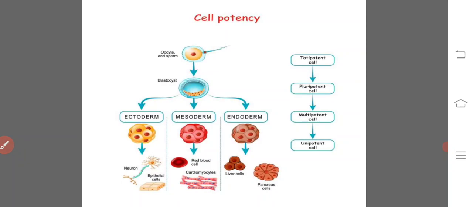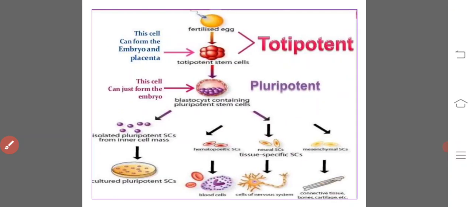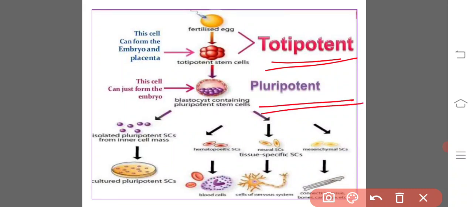See here, based upon the potency: totipotent, pluripotent, multipotent and unipotent, which we have just discussed. So the best examples are the totipotent, which are present in the embryonic stem cell, the pluripotent, the stem cells of the inner mass, and these are the multipotent stem cells.